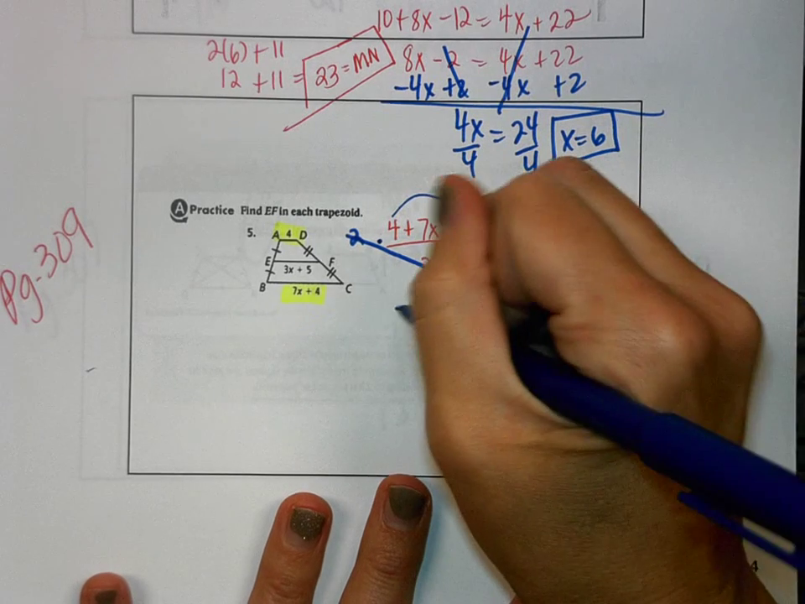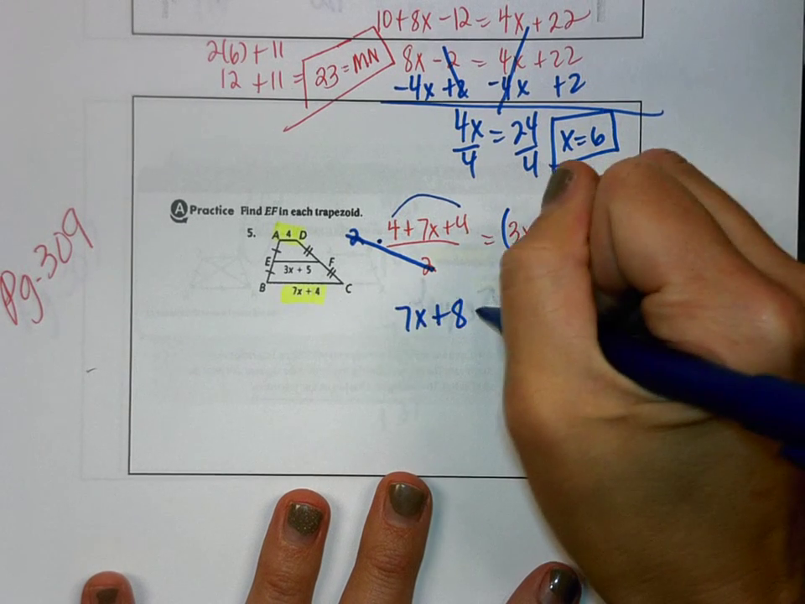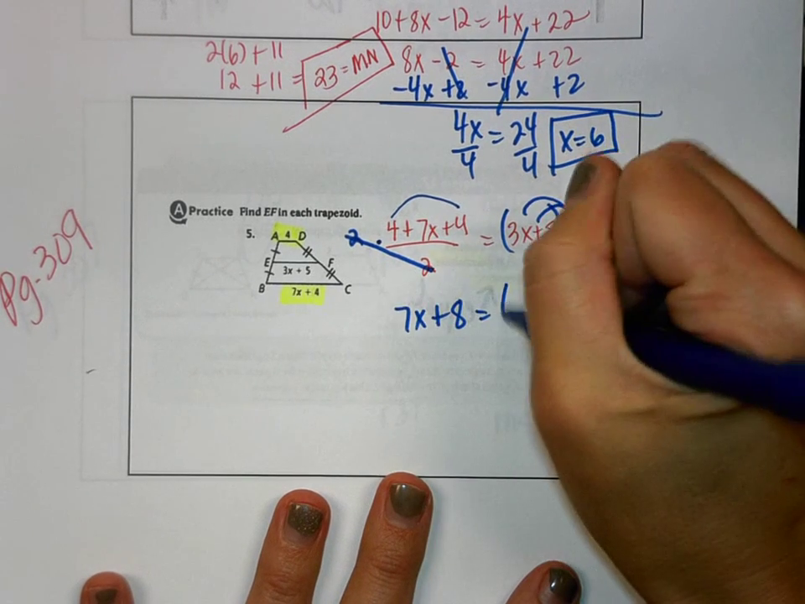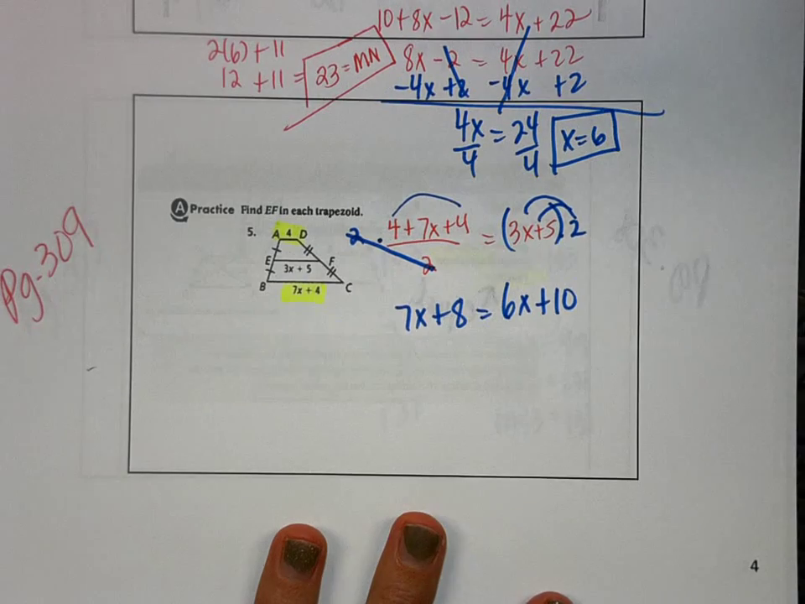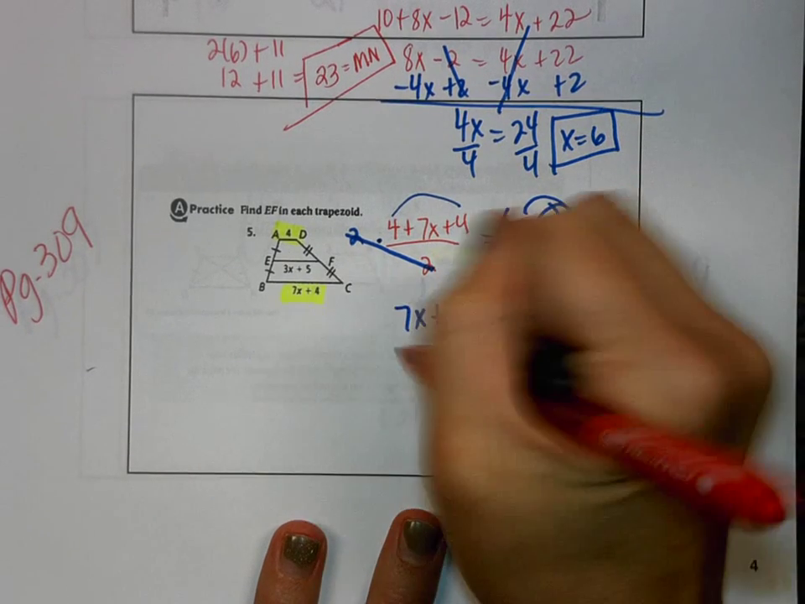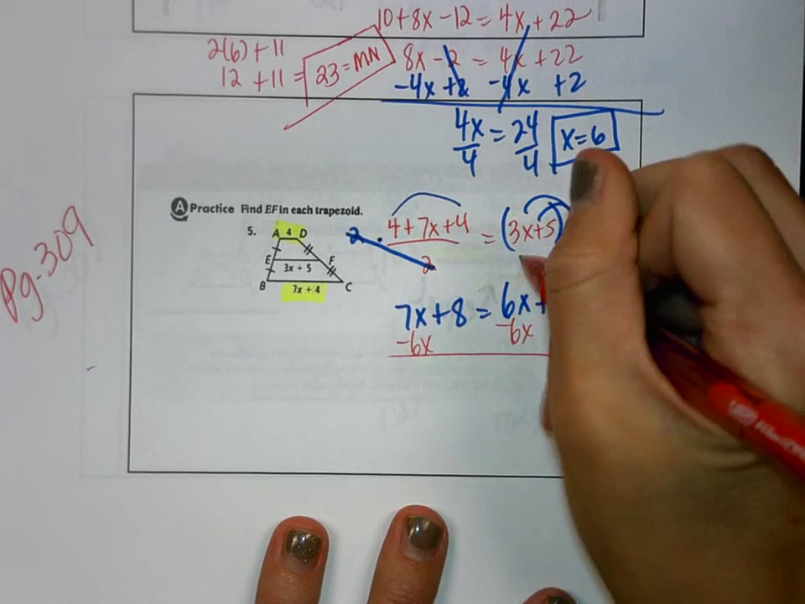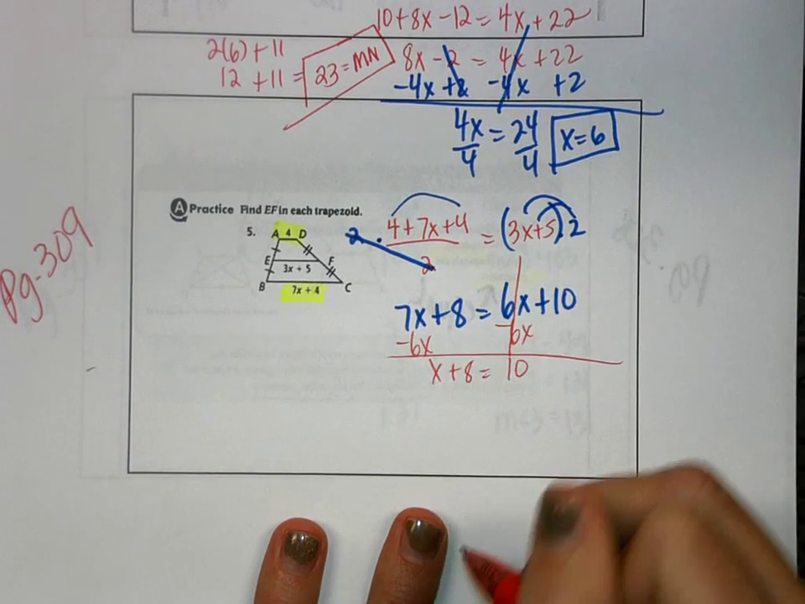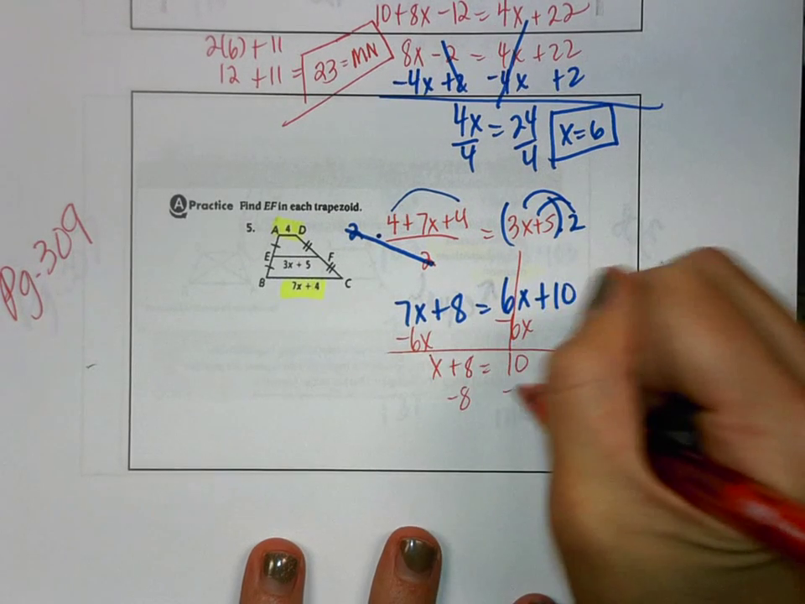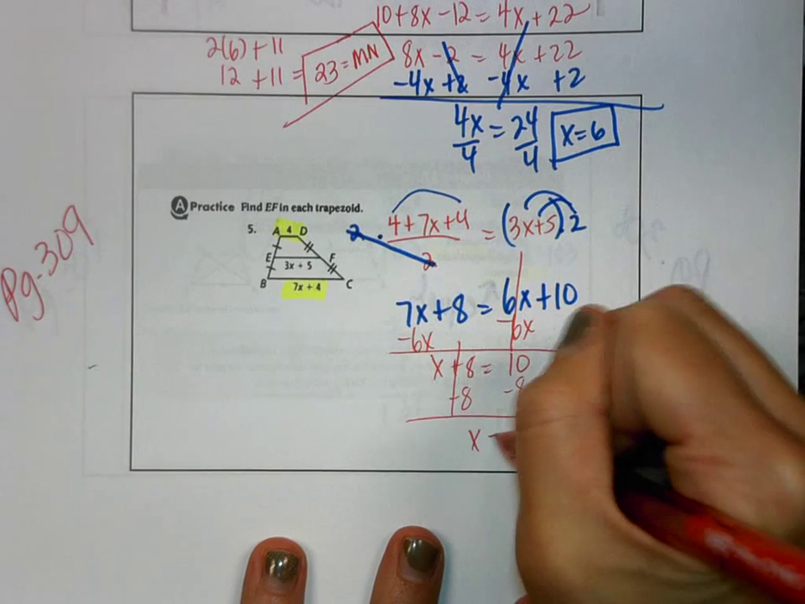And so I get 7x plus 8 equals, and I distribute and get 6x plus 10. So to finish solving for x, I subtract 6x to both sides. We have x plus 8 equals 10. And then last, I would subtract 8 to get x equals 2.